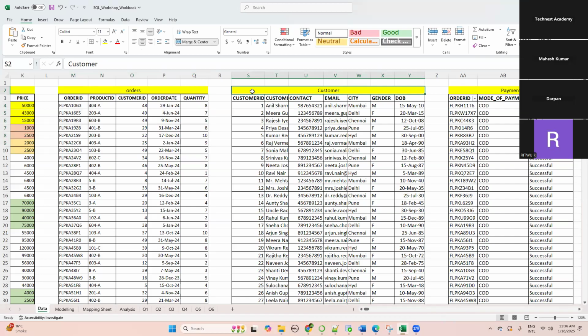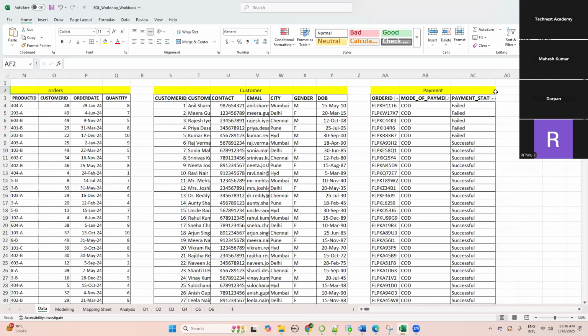And then the customer dimension table is giving you details about a customer. And the payment table will give you the details about the payment, that is the order ID, how it was made, mode of payment, whether payment is pass or fail. Okay, this is clear? So far understood?